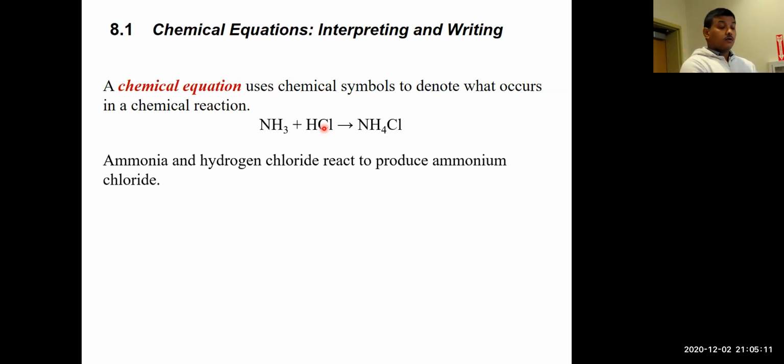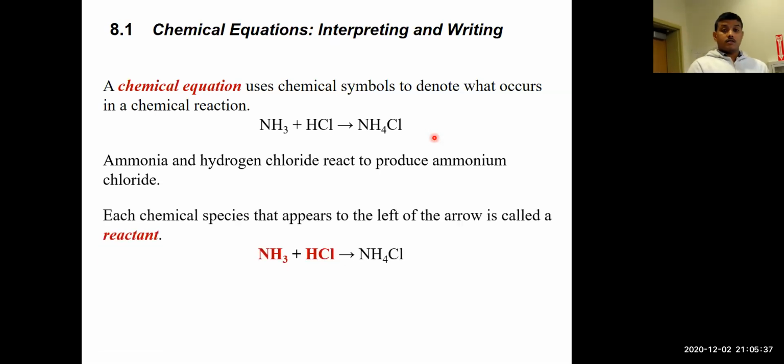So the ones on the left side are the ones that were reacting with each other, and we use the arrow to symbolize that a reaction is happening between those molecules and it is forming the product. So after the arrow, the molecules are called products, and before the arrow, molecules are called reactants. Yes, I'm giving you too much information already.